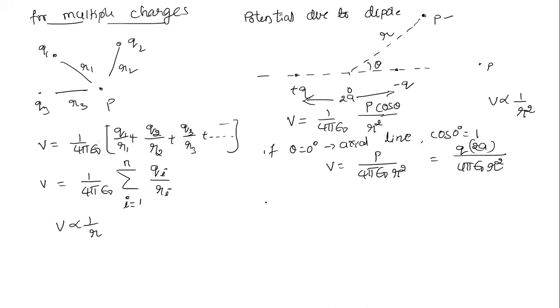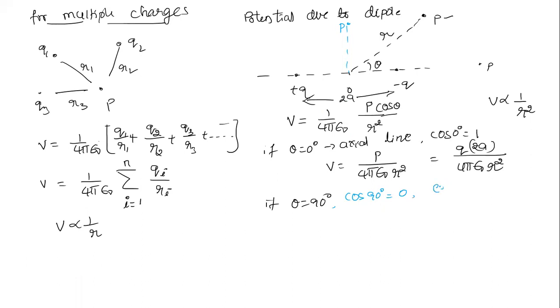So now, sir, what if theta is 90 degree? If I take theta equal to 90 degree, this will become somewhere here, right? Point P will come here. So this is perpendicular, right? So what will happen now? Cos theta, cos 90 degree, that is 0.